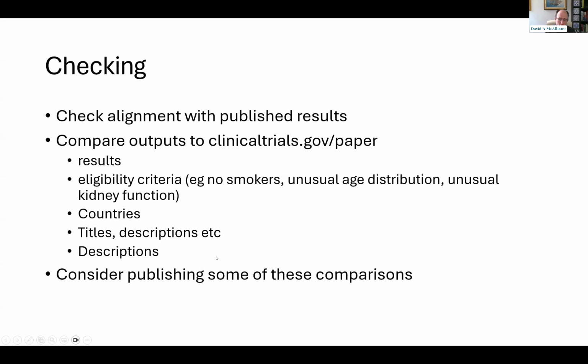One of the nice things as well is you might want to consider publishing some of these comparisons. So for example, my PhD student, Ryan McChrystal, who is working on trial attrition, the first thing he did was look at his numbers for people being excluded, people dropping out of the trial, and compare them to the published ones. And he's got a nice table, and when he publishes his paper, he's going to be able to put that in the appendix and reassure everybody that his data analysis is robust.